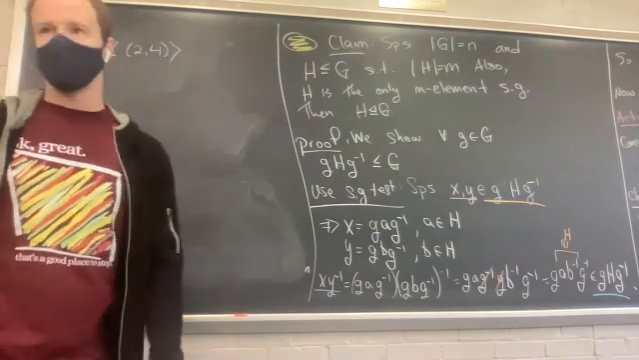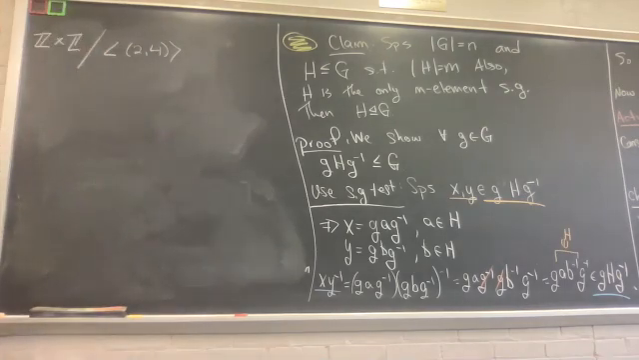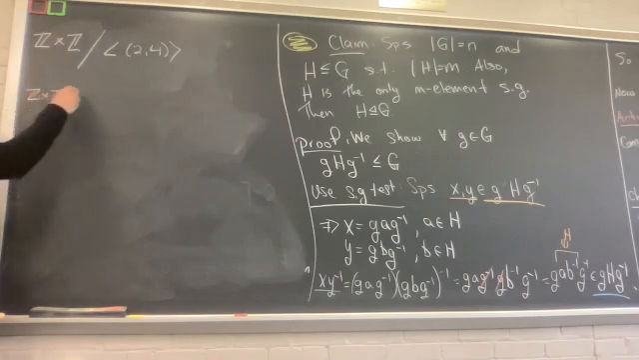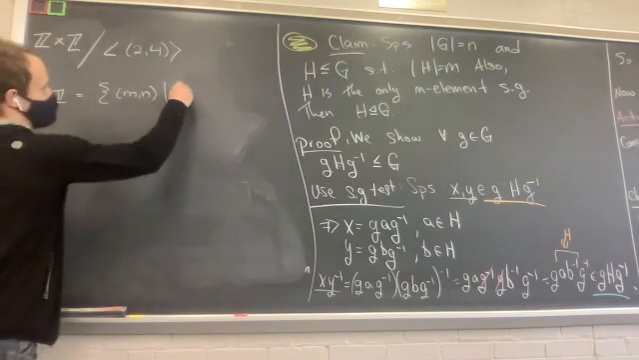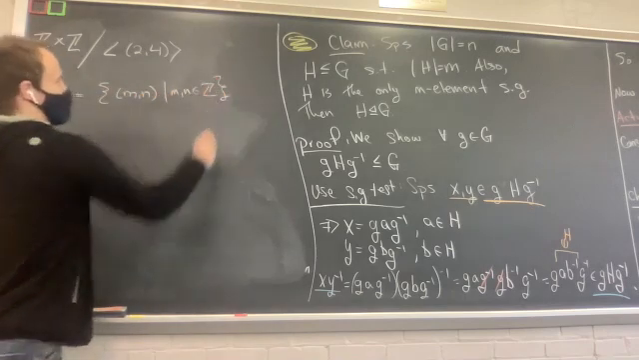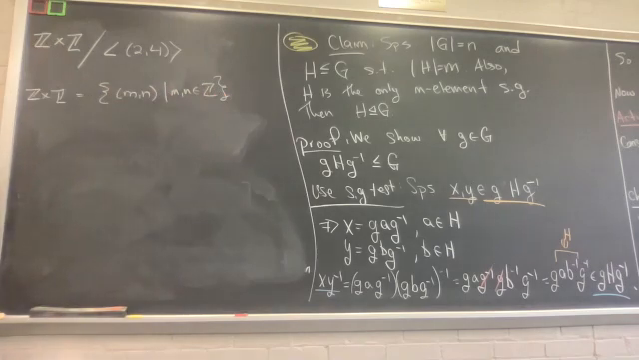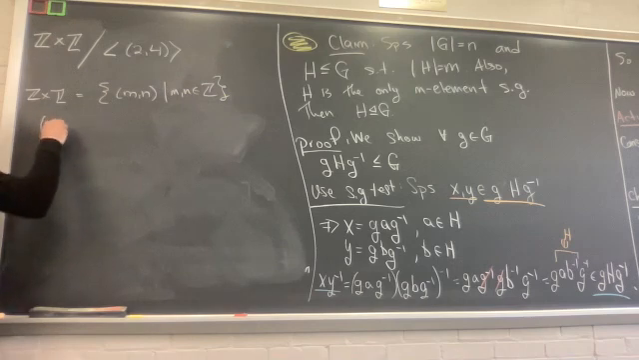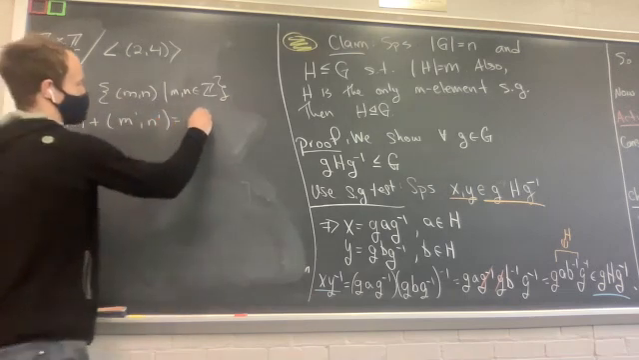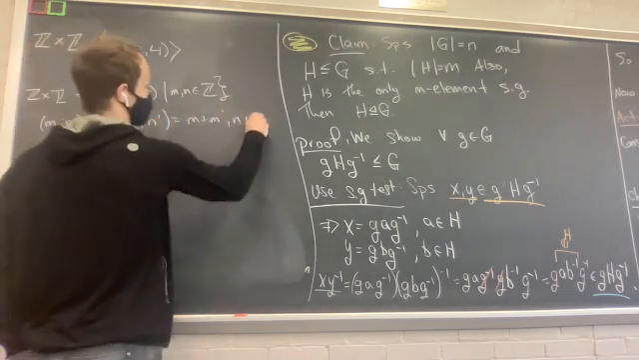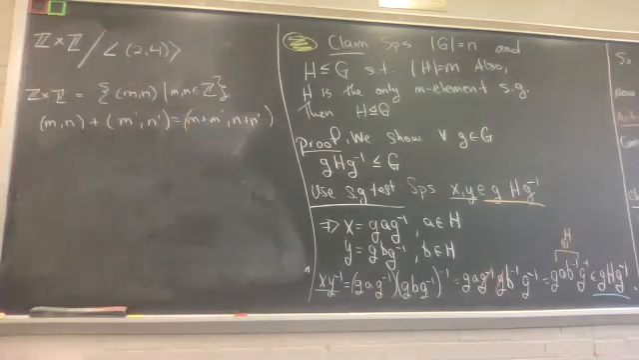So let's see what that is. What do we mean by this? Well, Z cross Z is a group made up of all ordered pairs (m, n), where m and n are in Z. And addition is the operation. So if you take (m, n) plus (m', n'), you get (m plus m', n plus n'). So it's just component-wise addition.